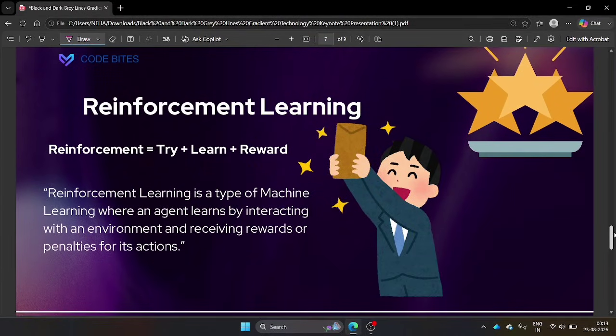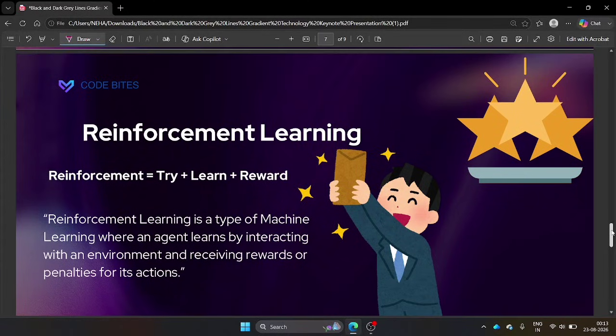The third type is reinforcement learning. Let's take a dog. You tell the dog to sit. If it sits, you give a reward, some food. If it is not sitting, you will not give food. So it will observe those things.